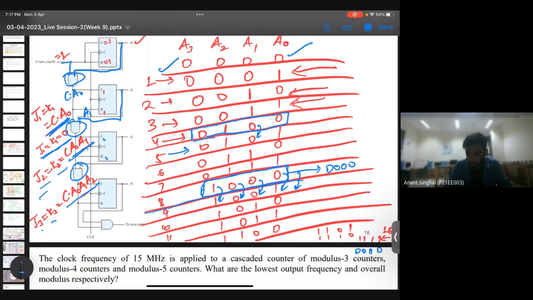Sudhir also, you have written 8. Is it clear? I can repeat it if it is not clear. Just let me know.